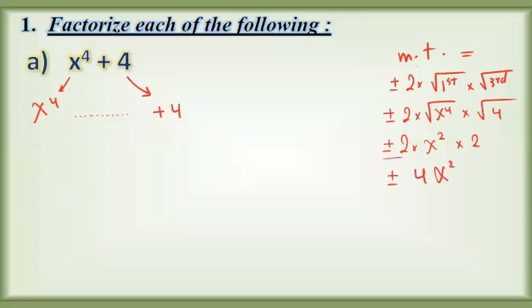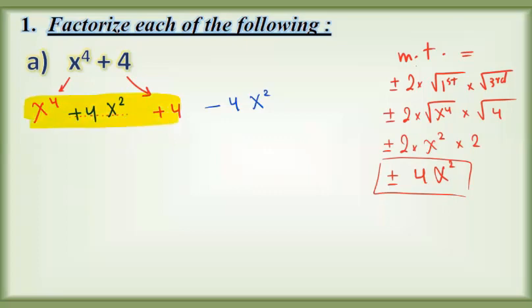Then we take this term and add it between these two terms with a positive sign, plus 4x power 2. Then we subtract it again, minus 4x power 2. Then we find that the first three terms are a perfect square. It can be factorized in one bracket, x power 2.